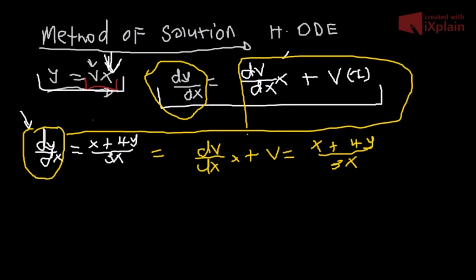Now we need to substitute y where there is y in the equation. So y is equal to vx. That means we have dv over dx x plus v is equal to x plus 4, instead of y we write vx, divided by 3x. So now our equation is in terms of v and x, and v is a function of x.